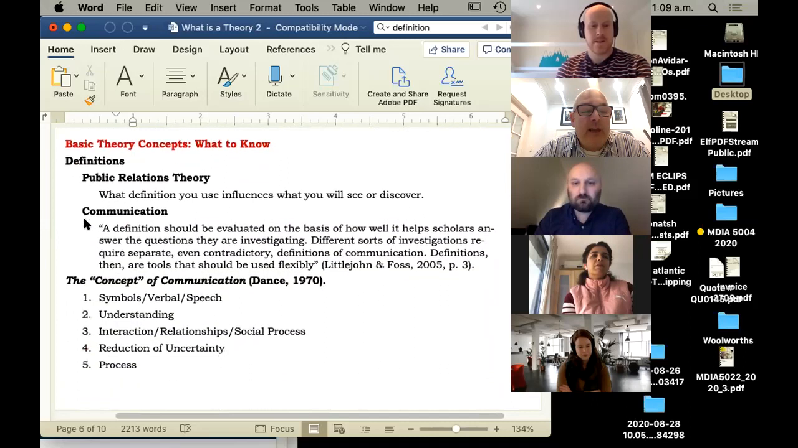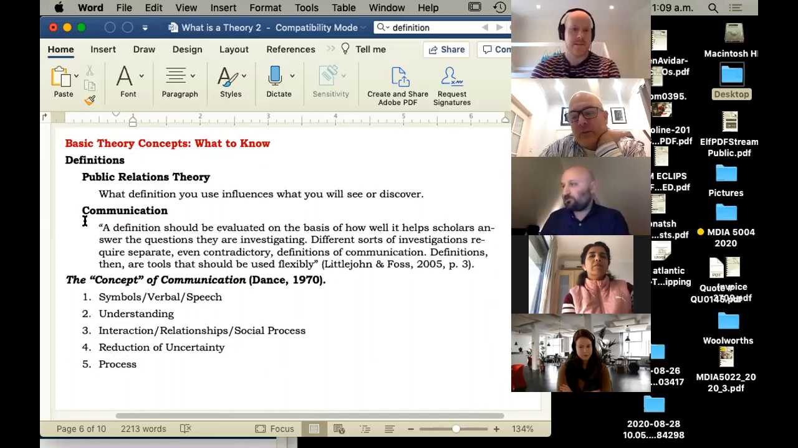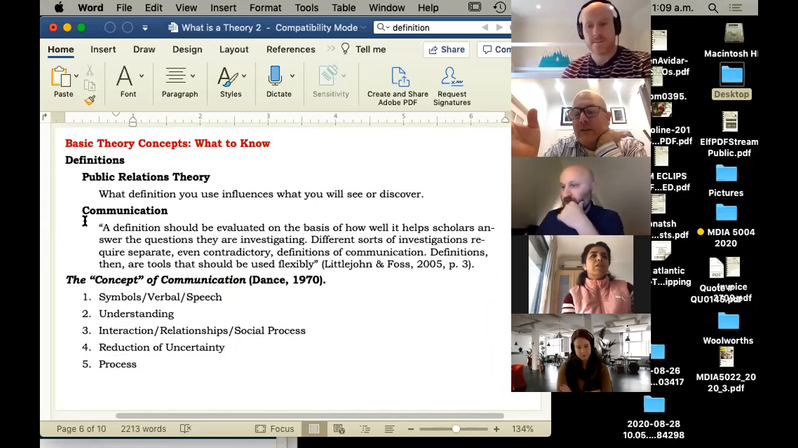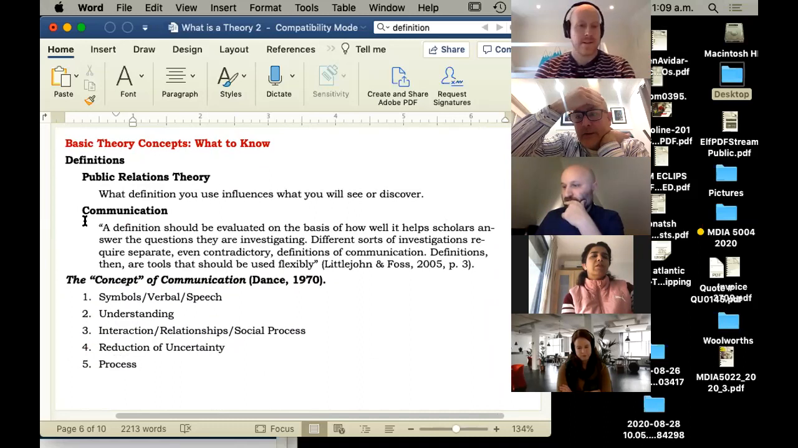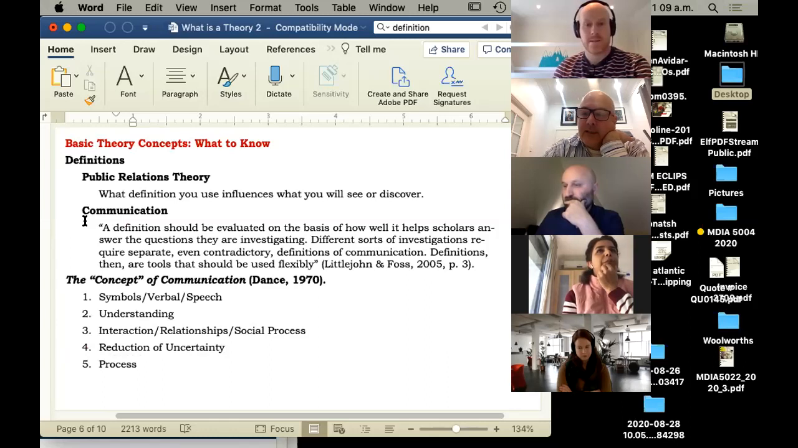So when we look at basic communication concepts, the Littlejohn chapter starts by defining everything. And when we start by defining things, public relations theory, right? There's lots of definitions of what public relations theory is. And like we just saw with our different theories and philosophical assumptions, it matters which theory you're using. If you assume that the correct way of defining public relations is as a management tool, then that's going to direct you to look at management functions and management activities and management relationships.